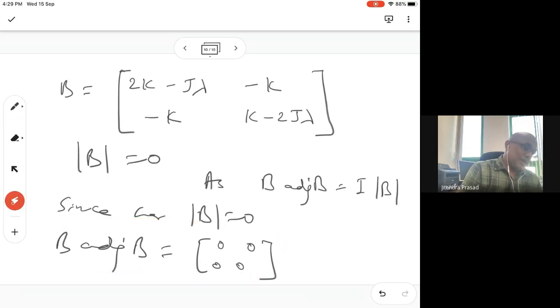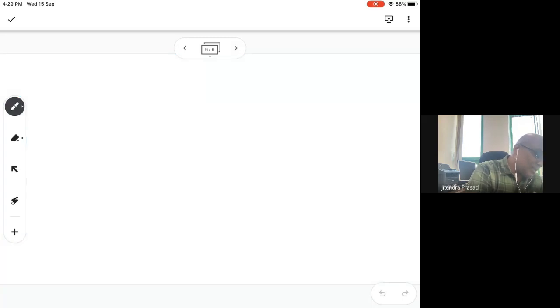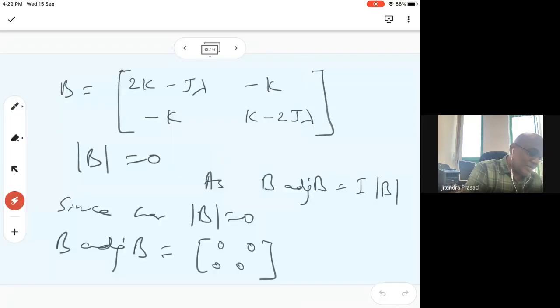Okay. Now, if B is like this one, what is the adjoint of B? So we can find out. B is given, and the adjoint of B is given by cofactors. So in this case, what do we get? We get this guy here. Then you get this here, but the negative of that because of the row and column. So you get minus K multiplied by minus 1, so you get K here.